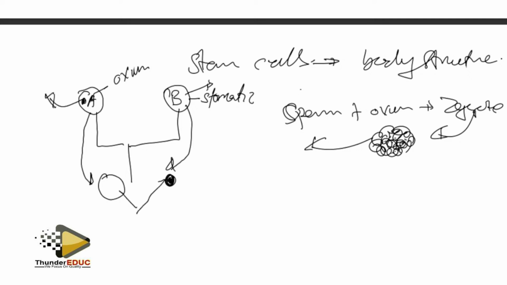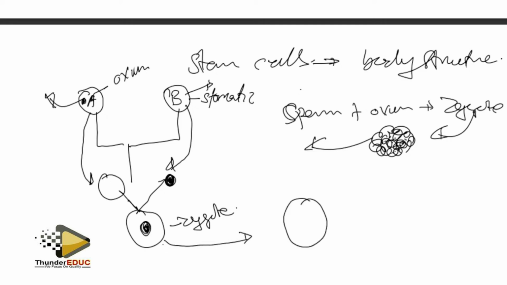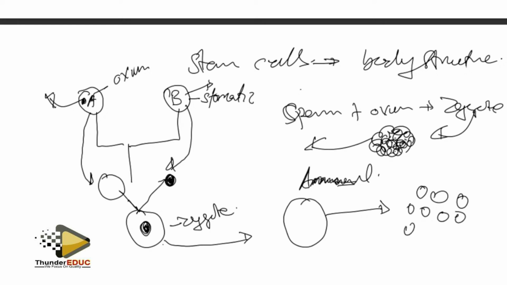I fuse them using an electrical method, and then I form a cell which looks like a zygote. Now, this zygote, I put it into another animal, a foster mother animal. And then I produce a lot of these animals, and these animals are identical.